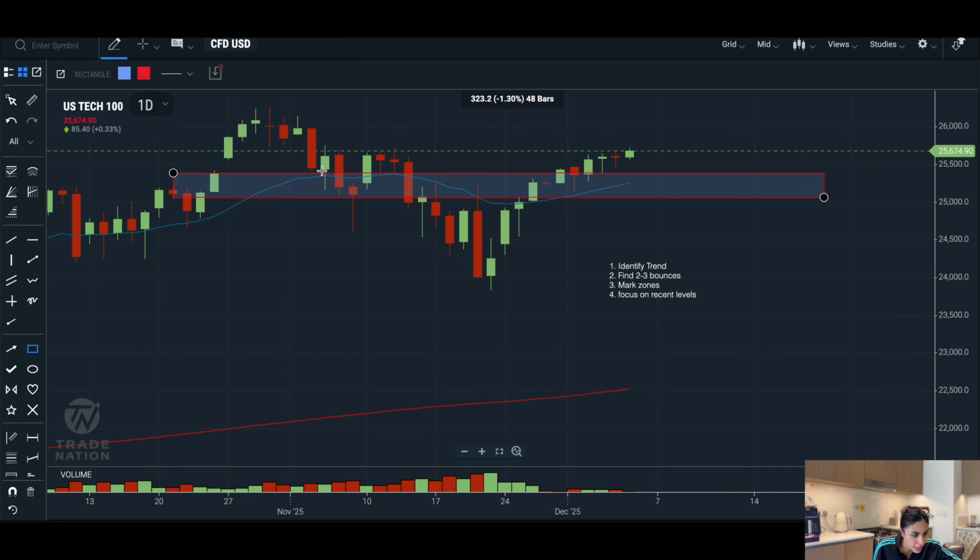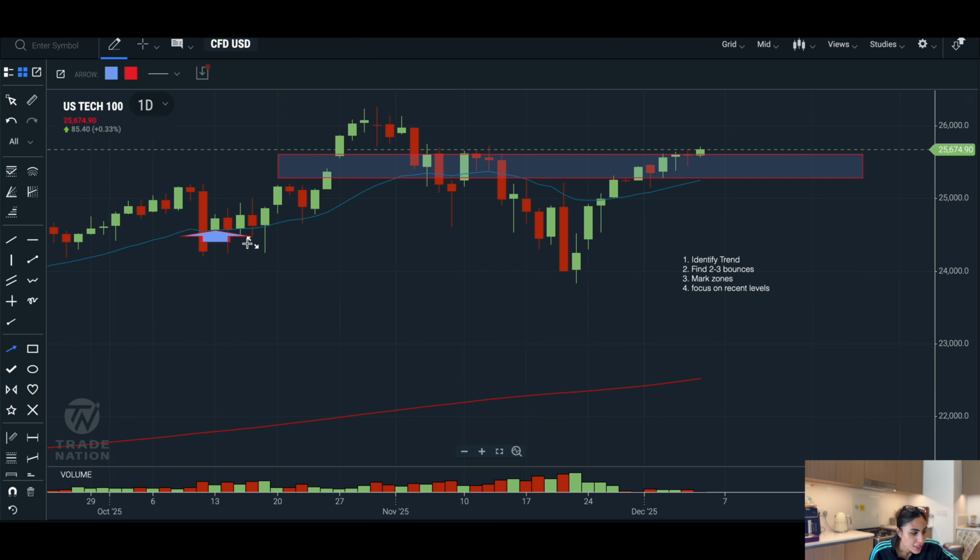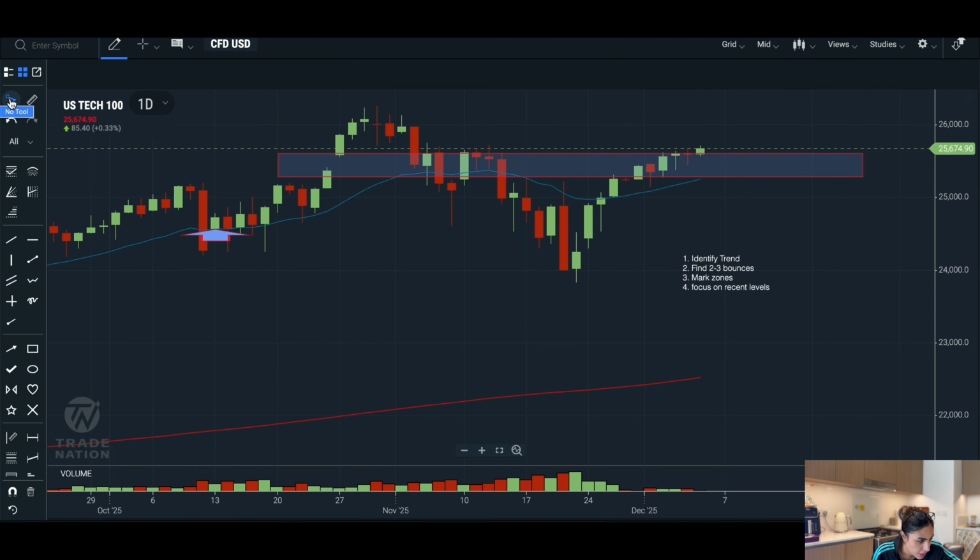There's an open here, it has a wick over here, as it opened here, and it opened here, and it has a wick over here. Okay, that is why I'm going to use this as my support level, and this is my strongest support level as it is my recent level. Okay, let's say over here, let's give you a different example. Let's give you a second example.